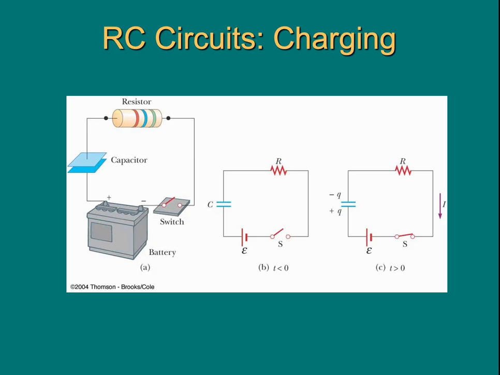For t smaller than 0 seconds, the switch is open and the charge on the capacitor is 0. At time t equals 0, we close the switch. There is going to be current going through the circuit. Positive charge will accumulate on the plate of the capacitor that is connected to the positive end of the battery. Negative charge will accumulate on the other plate. The magnitude of current will go down.